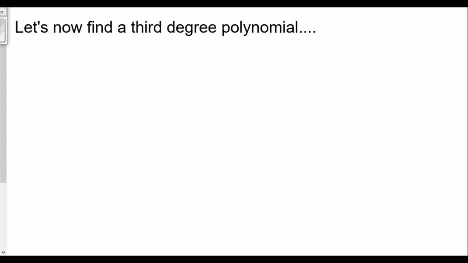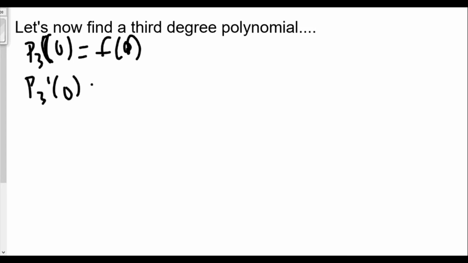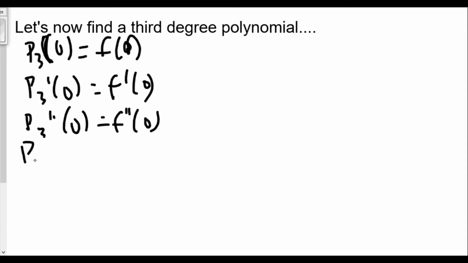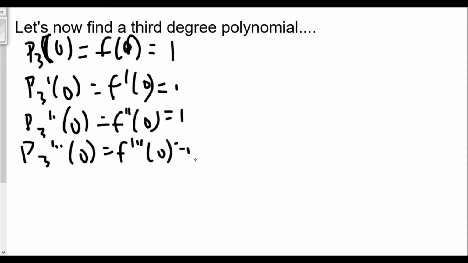Now let's do the third one. The idea is that p3 of 0 should equal f of 0, p3 prime of 0 should equal f prime of 0, p3 double prime of 0 should equal f double prime of 0, and p3 triple prime of 0 should equal f triple prime of 0. Again, we're going to find that all of these equal 1. It's almost like working backwards.